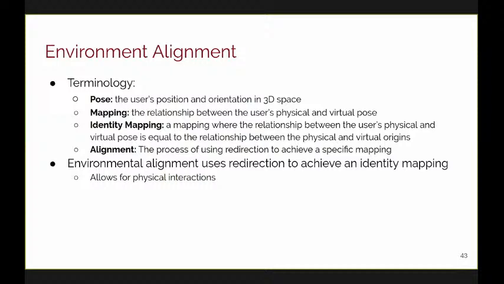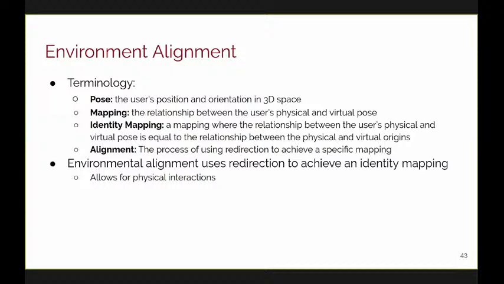And we're defining the identity mapping as a mapping where the relationship between the user's physical and virtual pose is equal to the relationship between the physical and virtual origins. And when this identity mapping is held, physical interactions can happen. However, redirected walking does not maintain this identity mapping, and that is the problem.